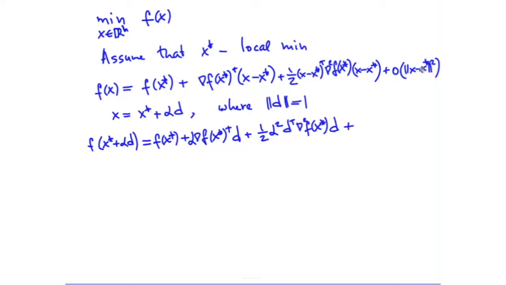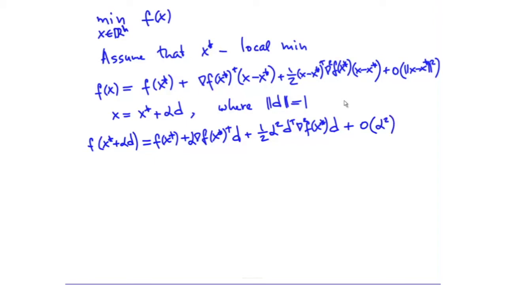And then for x minus x star, the norm of this squared, we will have the norm of alpha times d squared. The norm of alpha times d is the same as alpha times the norm of d. For the squared one, we'll have alpha squared times the norm of d squared. And remember, the norm of d is equal to 1, so it will be just o small of alpha squared.